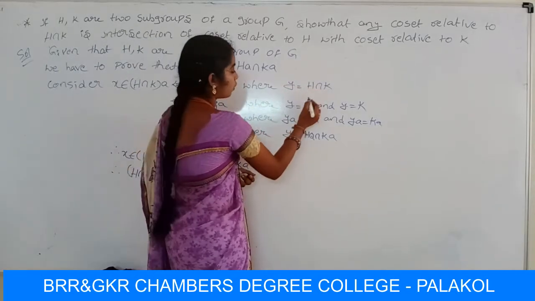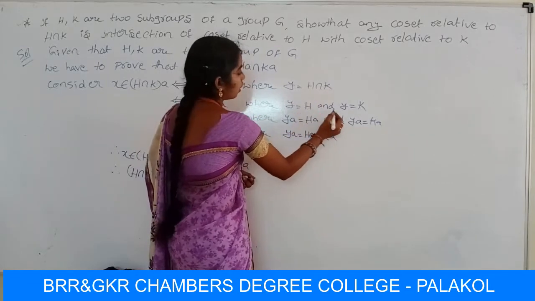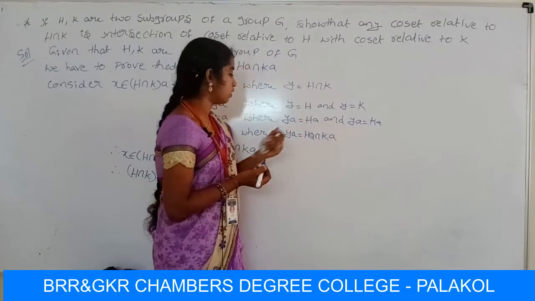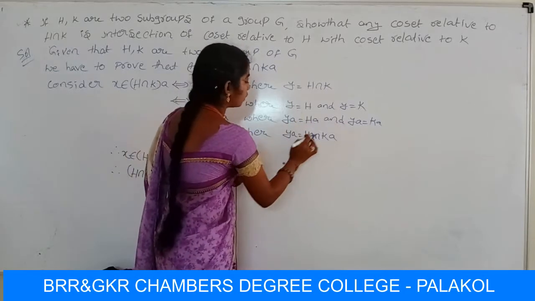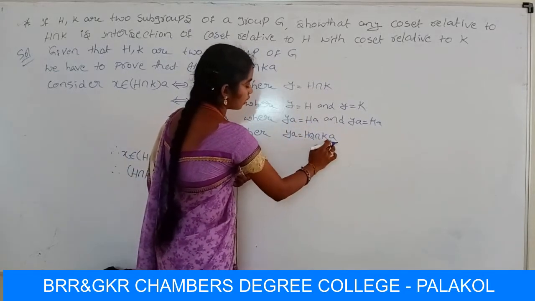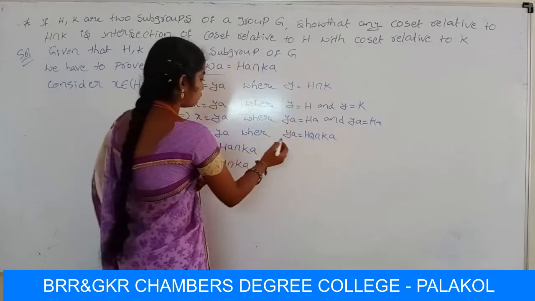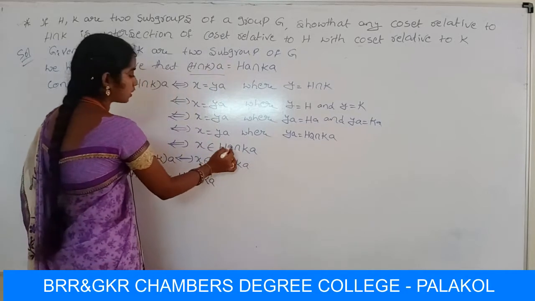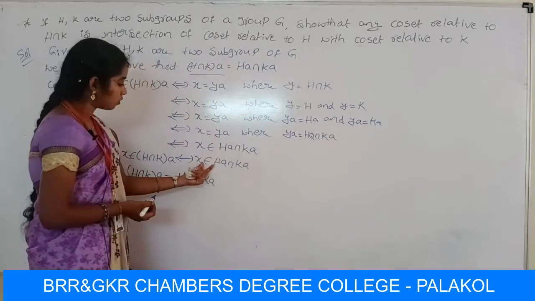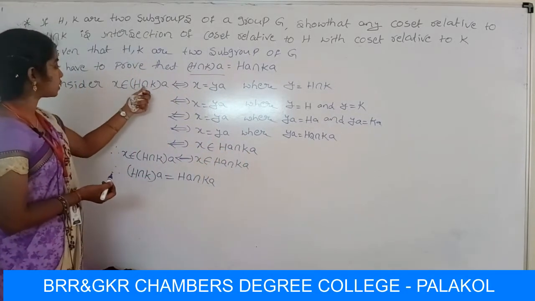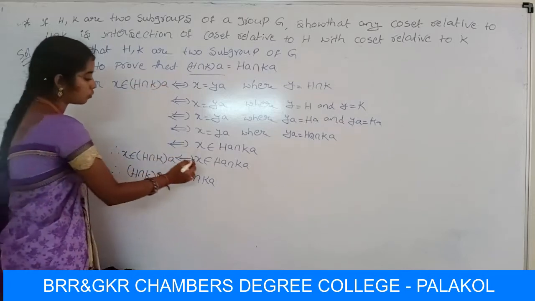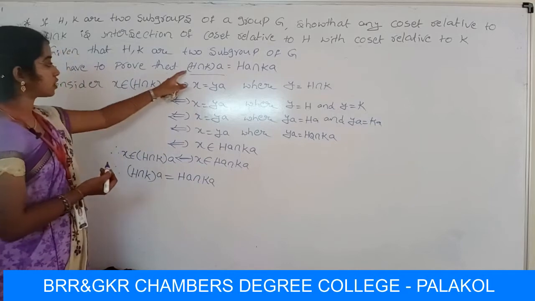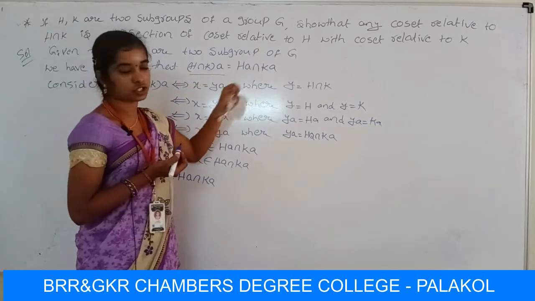So Y is the common element, so Y equal to H and Y equal to K. So multiply on both sides by A. So YA is a common element in HA and KA; the common element is YA. So YA equal to HA intersection KA. So that means X belongs to HA intersection KA. So let us consider X belongs to (H intersection K) into A. We have to prove X belongs to HA intersection KA. So that means (H intersection K) into A equal to HA intersection KA.